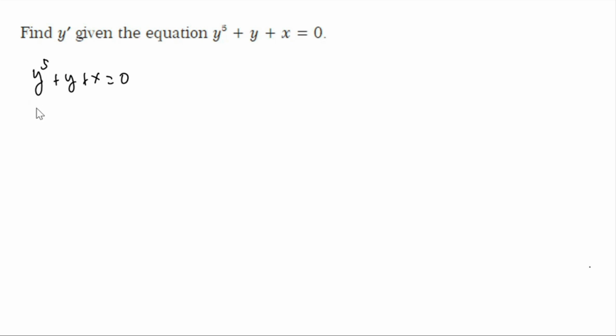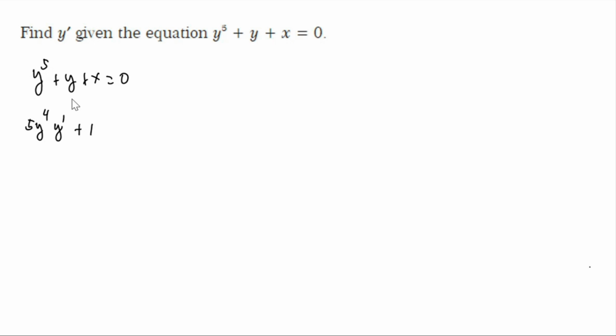Now, the first term is y to the fifth power. We're going to use the power rule, so we can write now 5y to the fourth power. And every time we take the derivative of y, we are going to use the chain rule for that. So the derivative of y now is equal to y prime, or you can write also as dy over dx. Plus the second term, the derivative of y is just equal to 1.